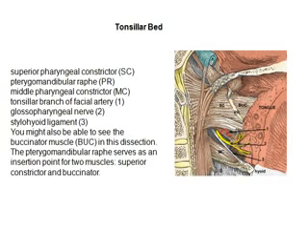What constitutes the tonsillar bed? These include the superior pharyngeal constrictor, the pterygomandibular raphe, the middle pharyngeal constrictor, the tonsillar branch of facial artery, the glossopharyngeal nerve, stylohyoid ligament, again part of the middle constrictor muscle, and lastly the buccinator. The pterygomandibular raphe serves as an insertion point for two muscles, namely the superior constrictor and the buccinator muscle.